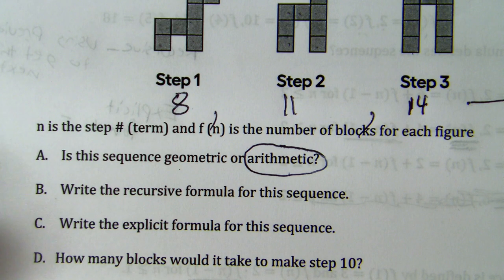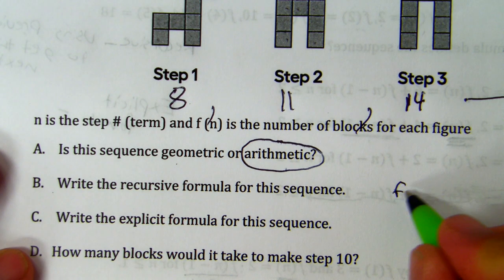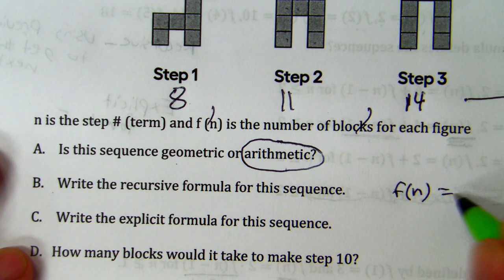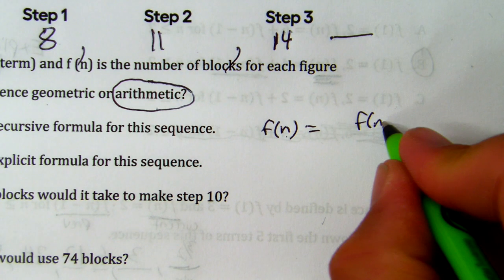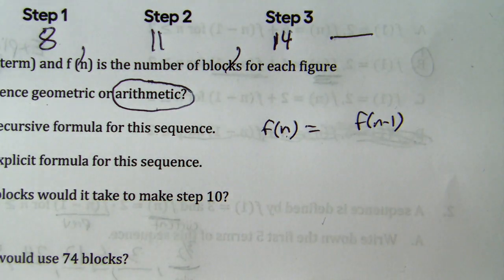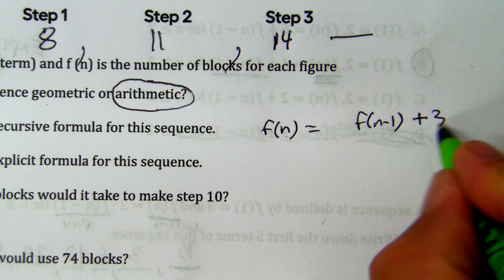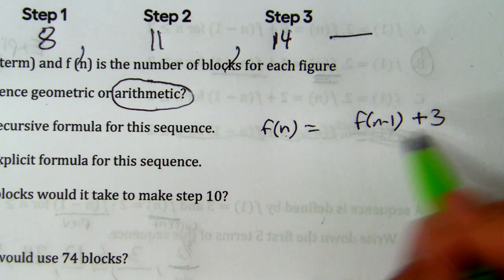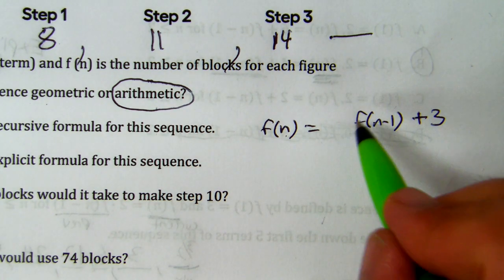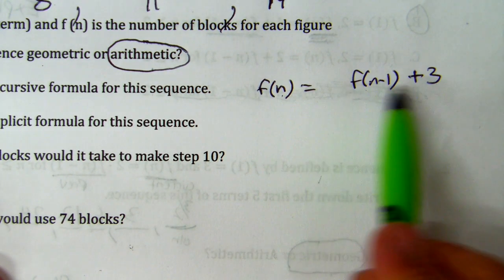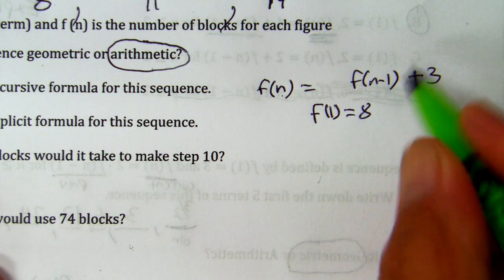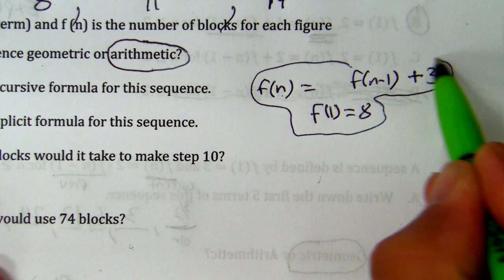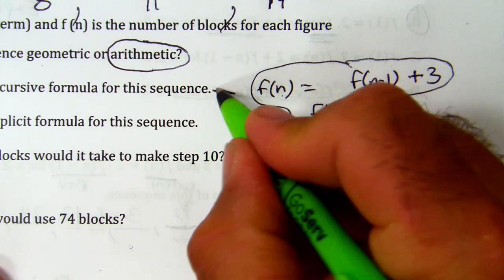Write a recursive formula for this. Well, to find the current one, take the previous one. And what do we do every time? Looks like we added 3. You're not going to get full credit if that's all you write, though. If you want full credit for a recursive formula, you have to tell me where you started. We add 3 to the previous one, but you also have to tell me the first step was 8. All of that needs to be included to get full credit for B.